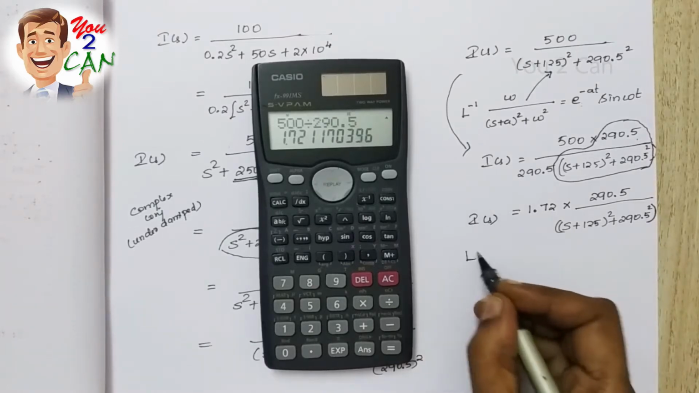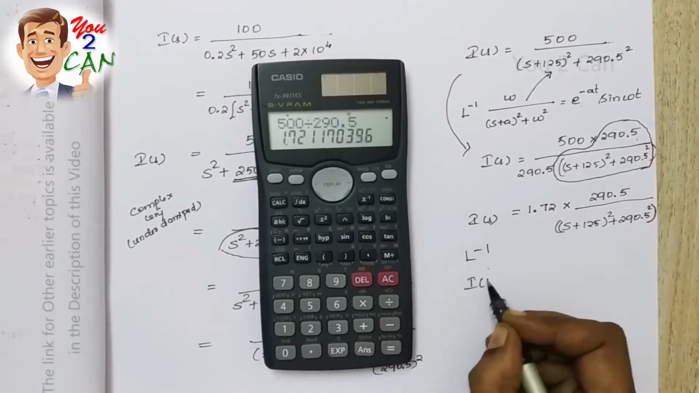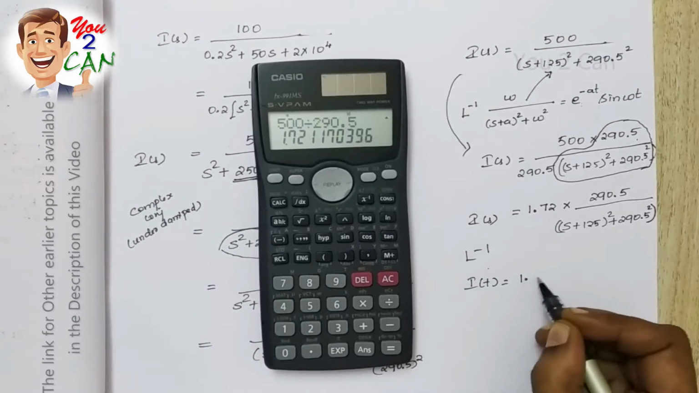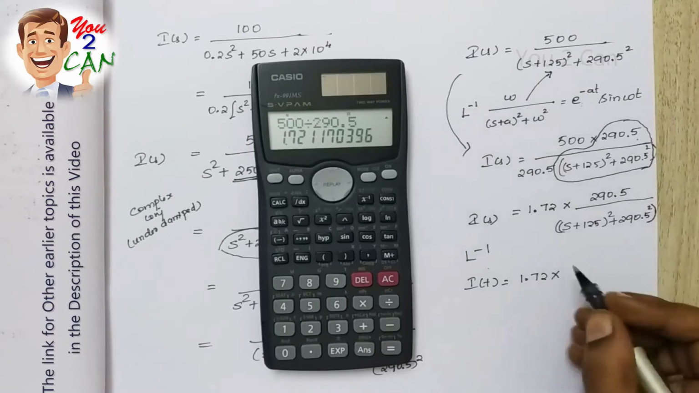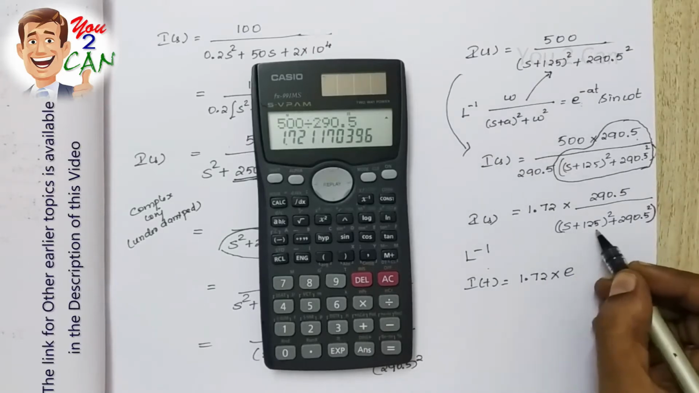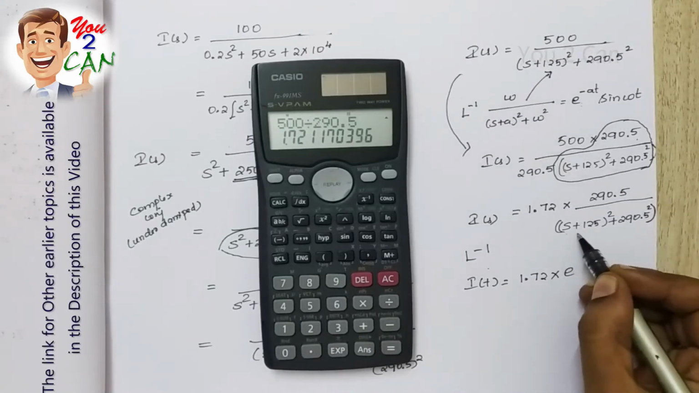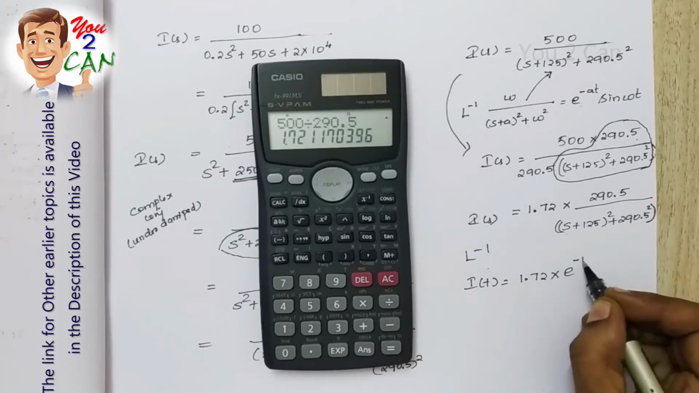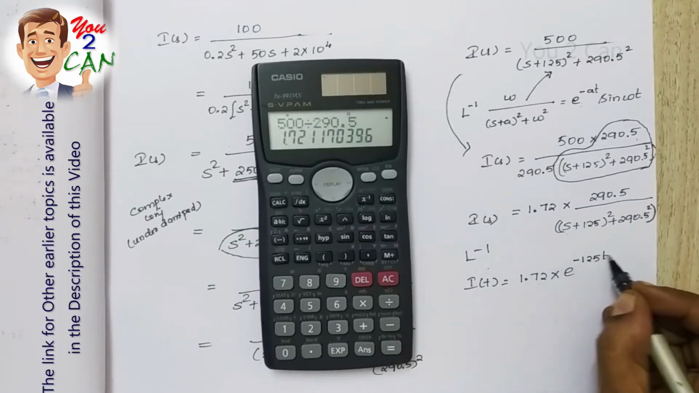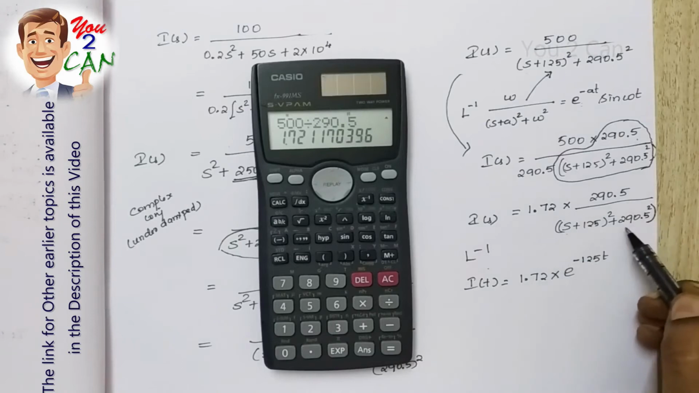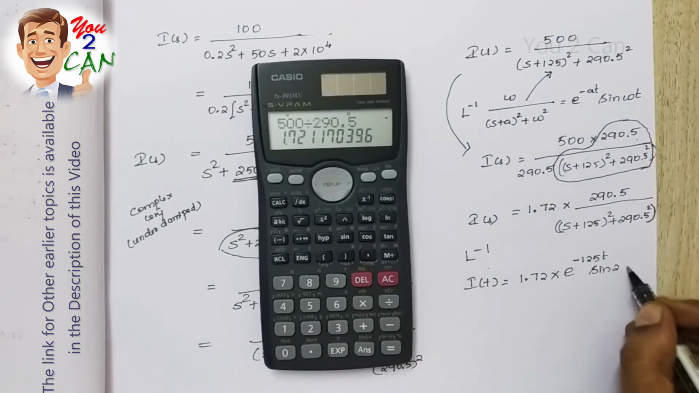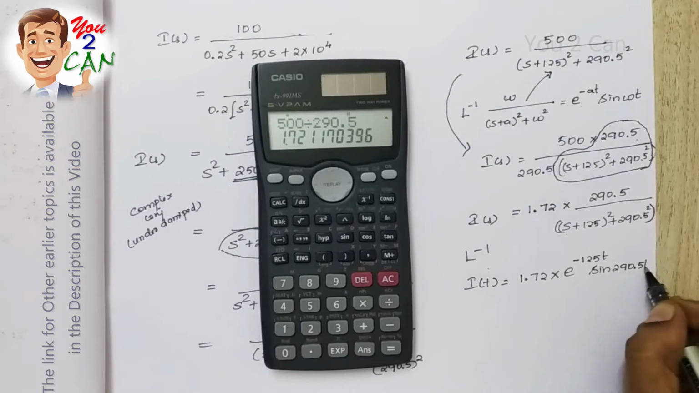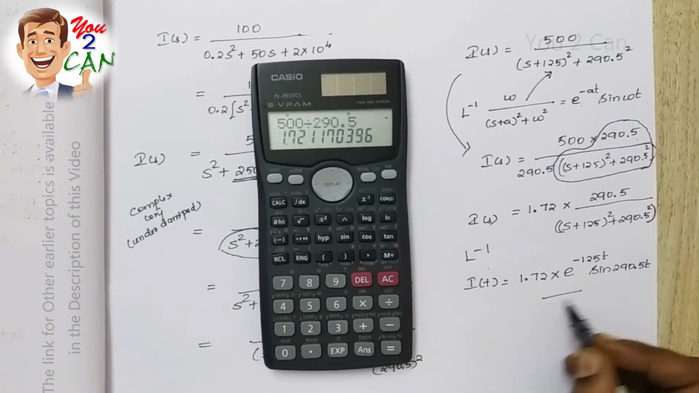So after taking Laplace inverse, I of t will be 1.72 into the Laplace inverse of this will be like this. Instead of s plus a we have s plus 125, so e power minus 125t, and instead of omega we have 290.5, that is sin 290.5t. Hope you have understood this problem.